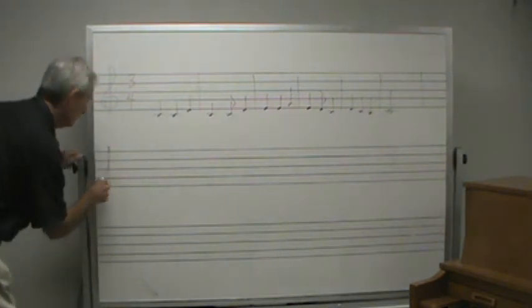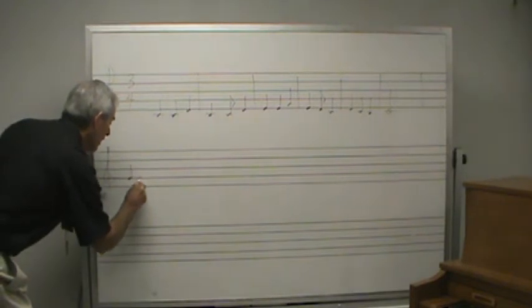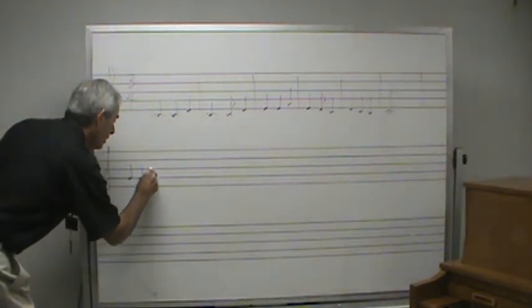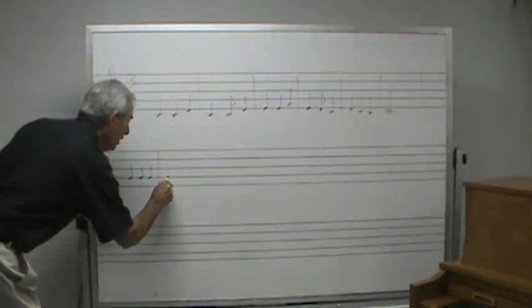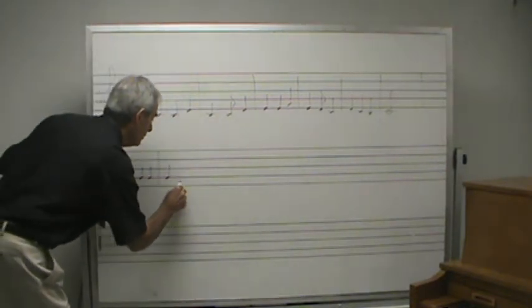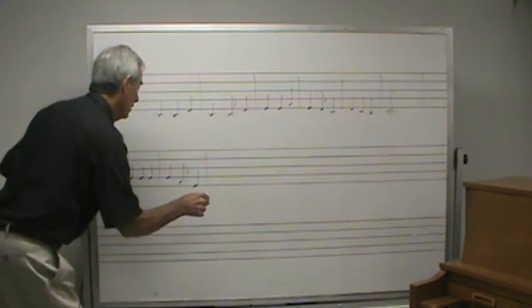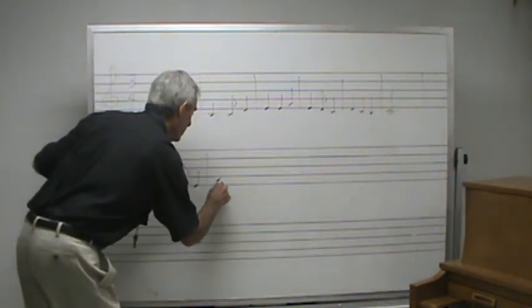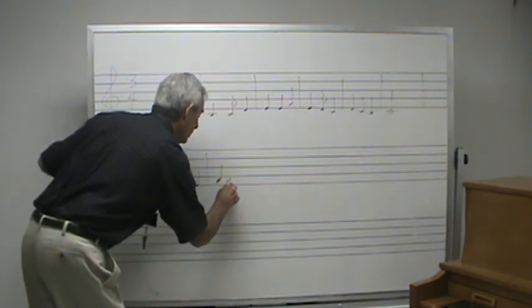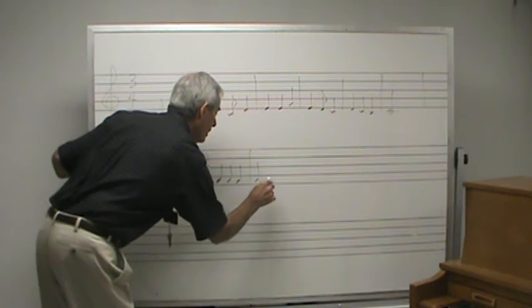Go up to, it's a terrible treble clef sign. Go up to a G. Land of my father's pride. There's our dotted quarter note. Land of the pilgrim's pride.